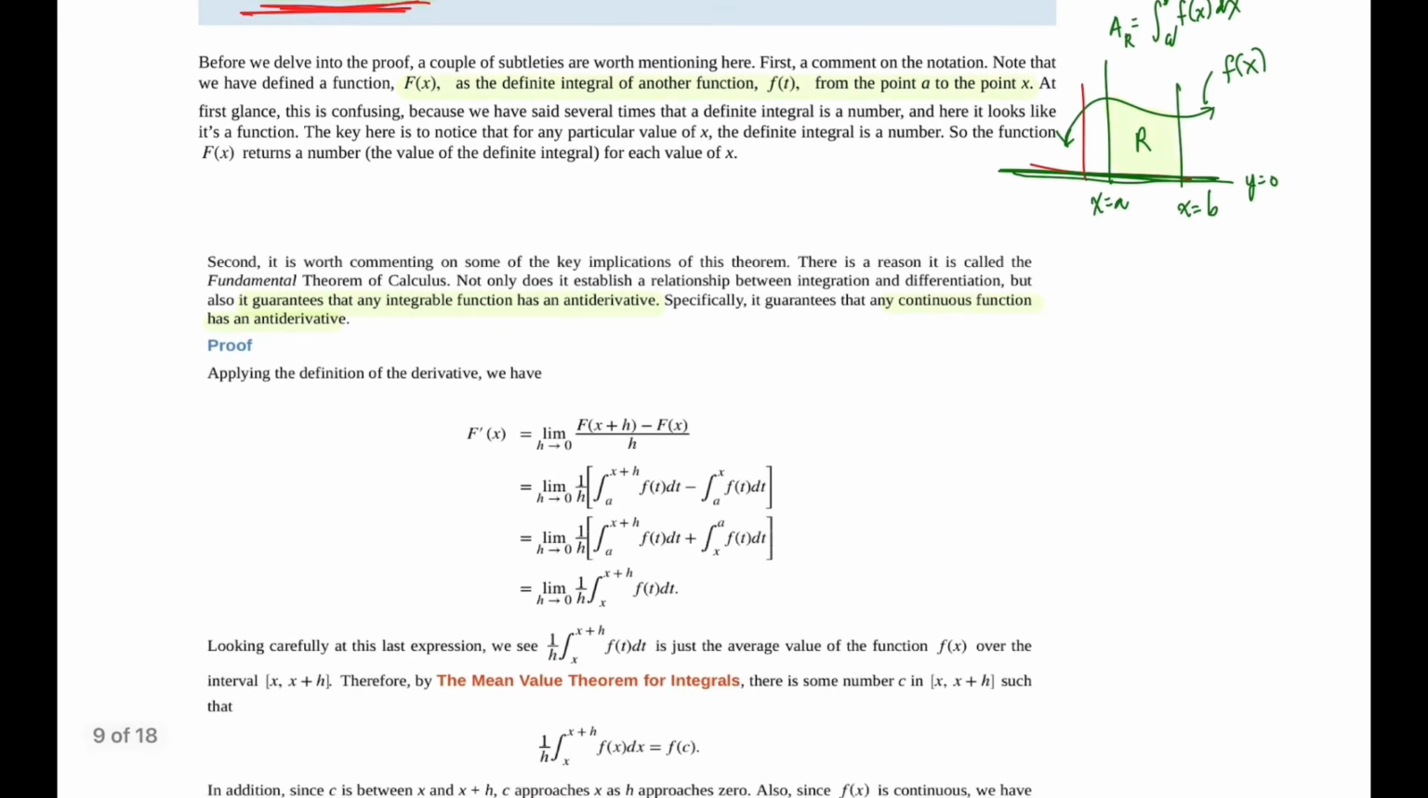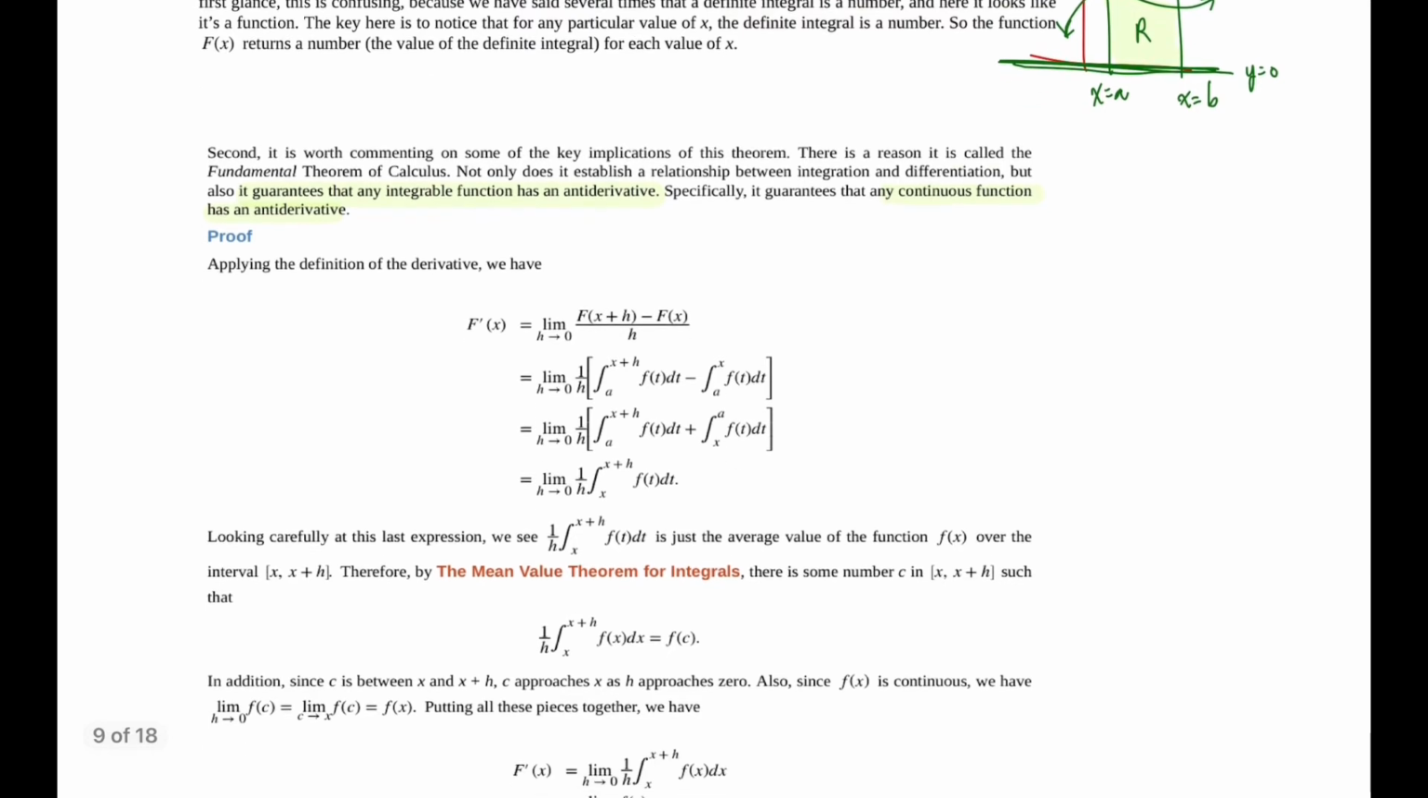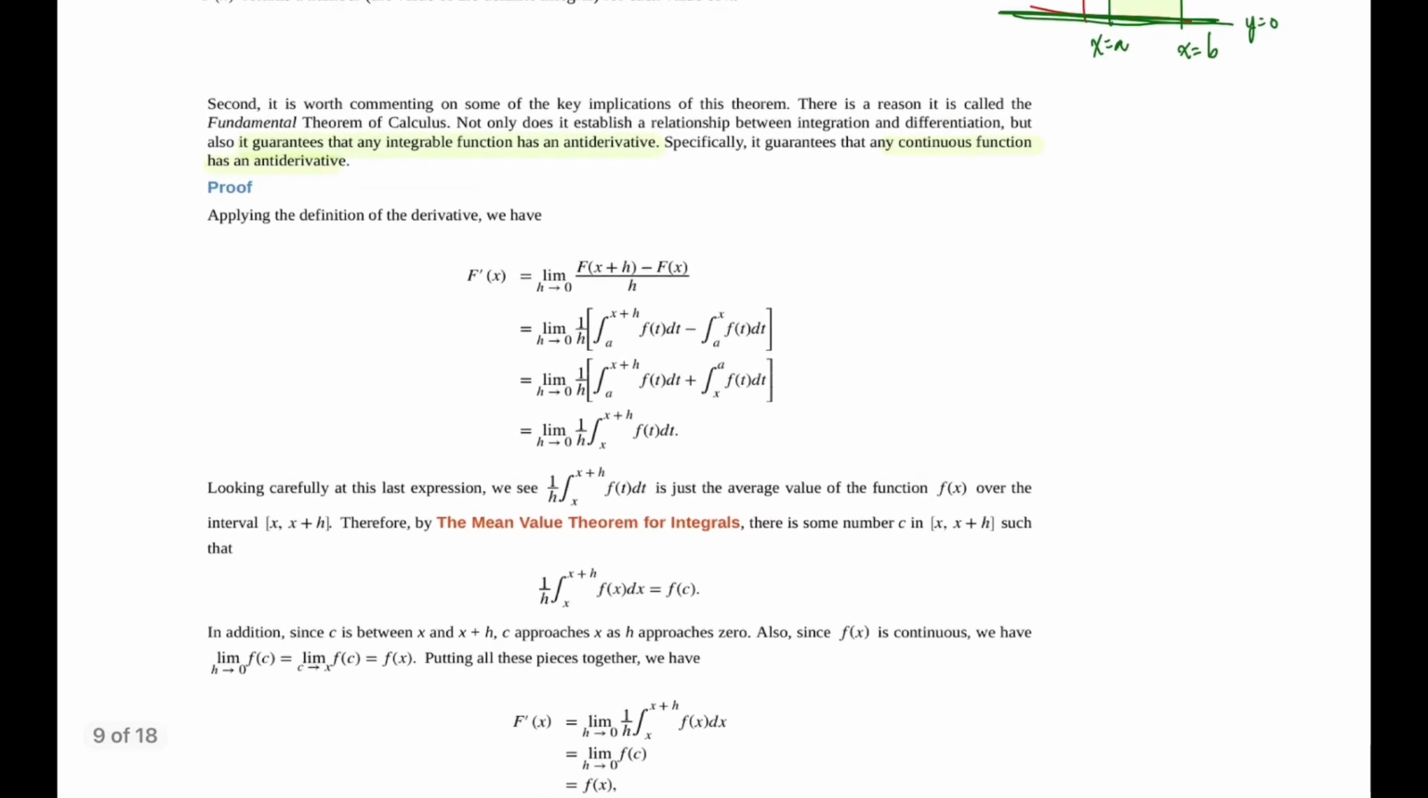So now let's study the proof, and then we will try to fill in the gaps. Applying the definition of the derivative. What is the definition of the derivative? Remember? The derivative of a function, let's say big F, is equal to the limit as h approaches 0 of the difference between big F of x plus h and big F of x, over h.